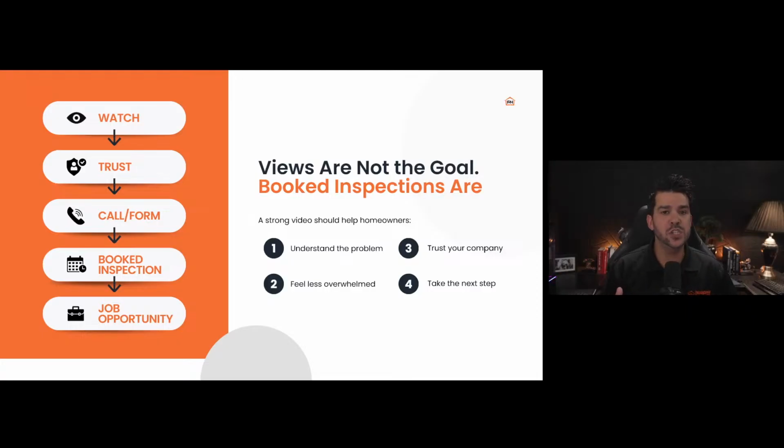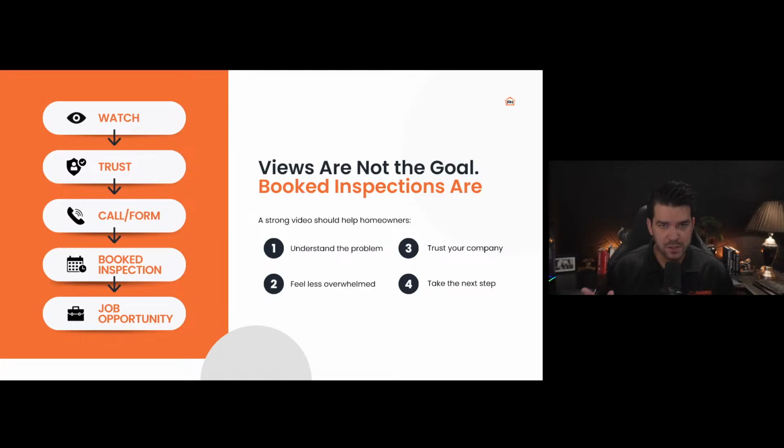A good video should do at least one of four things. It should explain the problem. It should reduce fear. It should show proof. Or it should give the homeowner a clear next step. If someone watches your video and thinks, okay, this company understands my issue, that actually matters. If they think this inspector seems trustworthy, that actually matters too. And if they think, now I understand what happens when I schedule an inspection, that matters big time. And if that trust leads to a phone call or a form being filled or a message or a booked appointment, that is a real win.